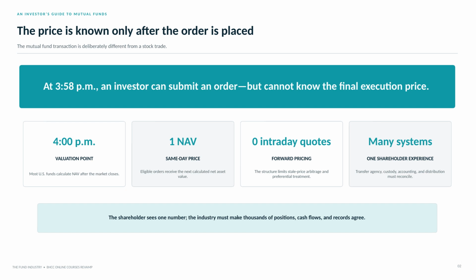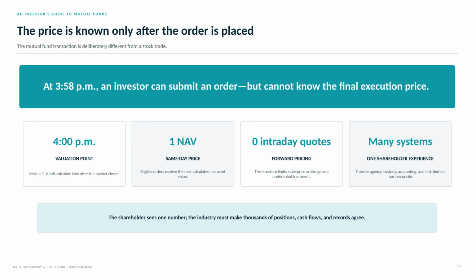Consider an investor who submits an order at 3:58 p.m. The investor commits the money, but does not yet know the exact price. That feels unusual if you are used to buying a stock at a displayed quote. Mutual funds use forward pricing instead. An eligible order receives the next NAV calculated after the cutoff.